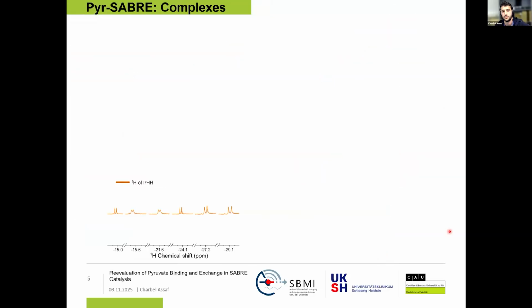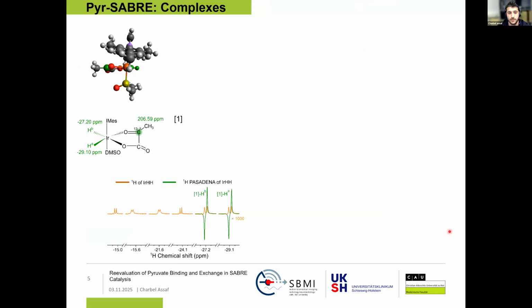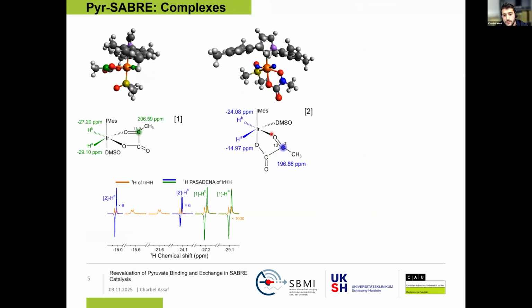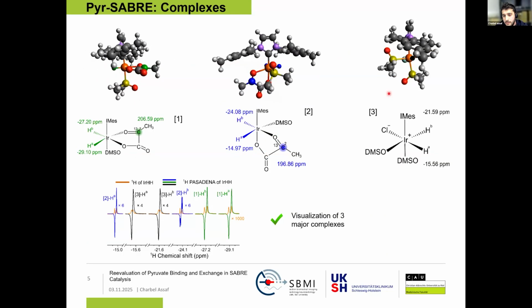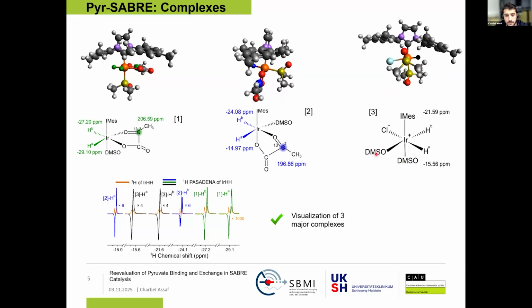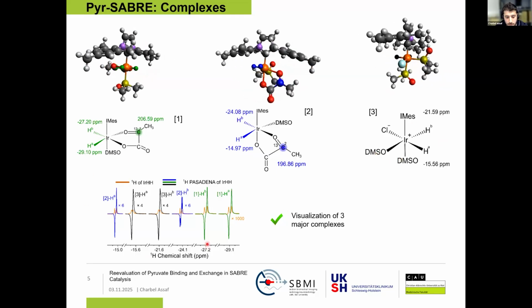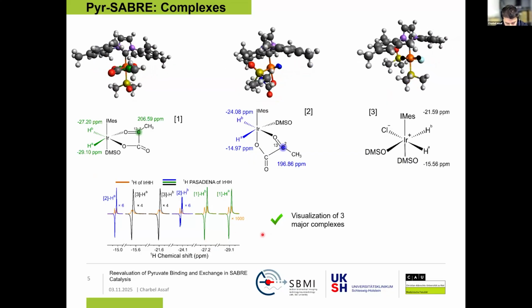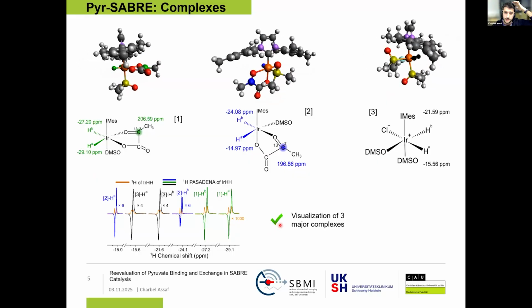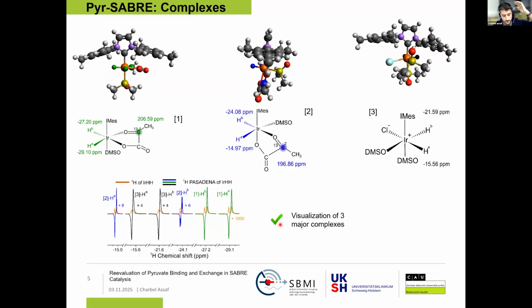So now we have the methodology. We move to pyruvate SABRE. As we know, after activation of pyruvate SABRE, we have three major complexes. Complex number one, where we have pyruvate binding on the equatorial side. Complex number two, where it binds on equatorial and axial sides. And complex number three, it doesn't have pyruvate, but it has DMSO instead. And after PASADENA, we can clearly see six antiphase peaks, which proves the existence of these three major complexes.